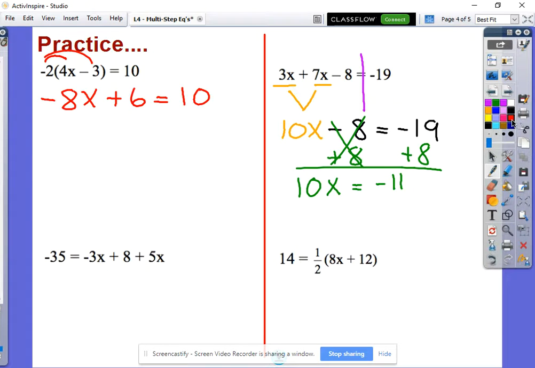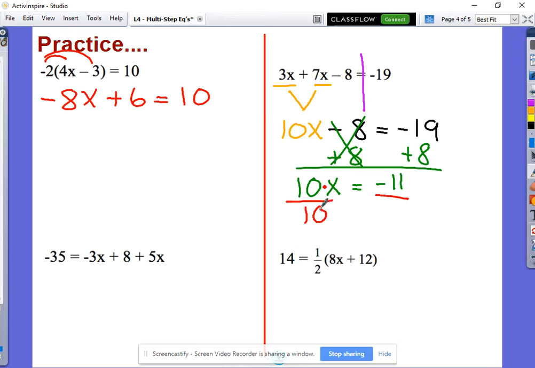So now, last but not least, opposite of multiplication, division. So we divide by 10, cancels out. That's all we can do. Nothing to do with that one. Can't actually simplify that at all. So there's your answer. Okay?